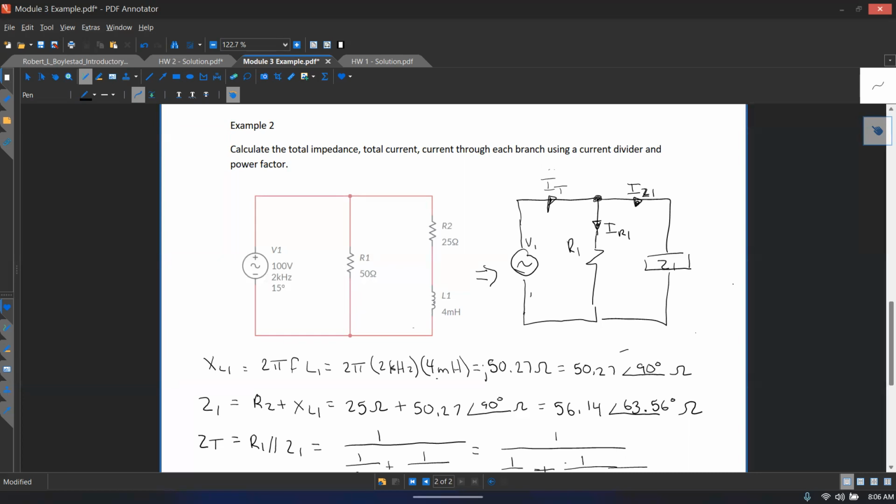Likewise, if this inductor wasn't here and it was a capacitor instead, then you can already say that the power factor of this network right here is going to be leading. You don't even have to do any work. You can just determine by inspection that it's going to be a leading power factor.